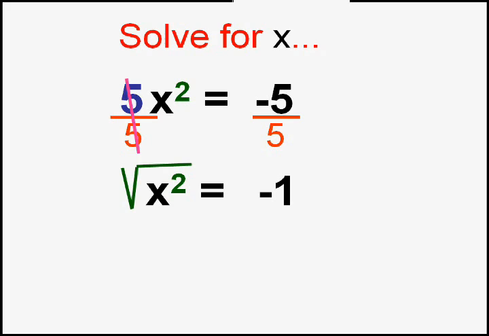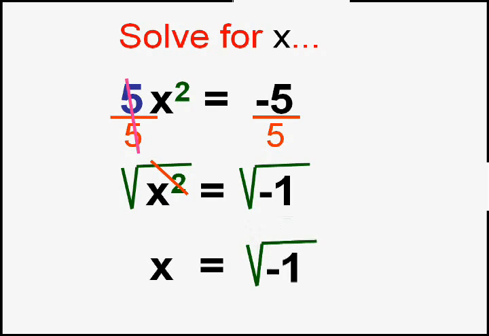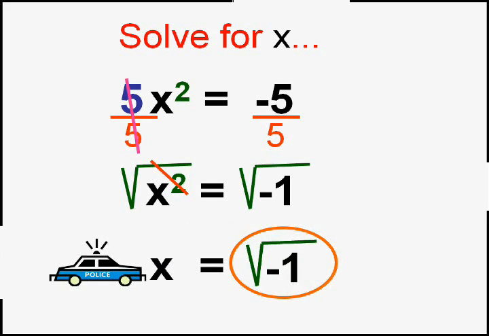Now I use my secret weapon. We use the rooter, remember? Of course, if I do it on one side, I have to do it on the other. Well, on the left side, the square root of x squared is x. On the right side, the square root of -1. Uh-oh, obviously this could happen, but we can't have the square root of a negative number.